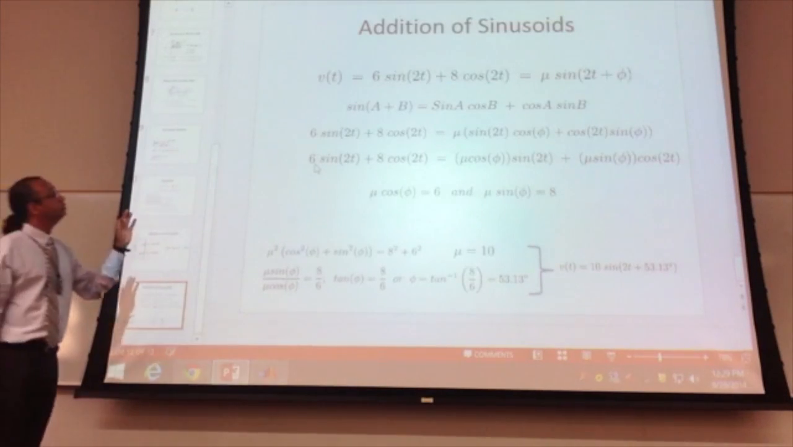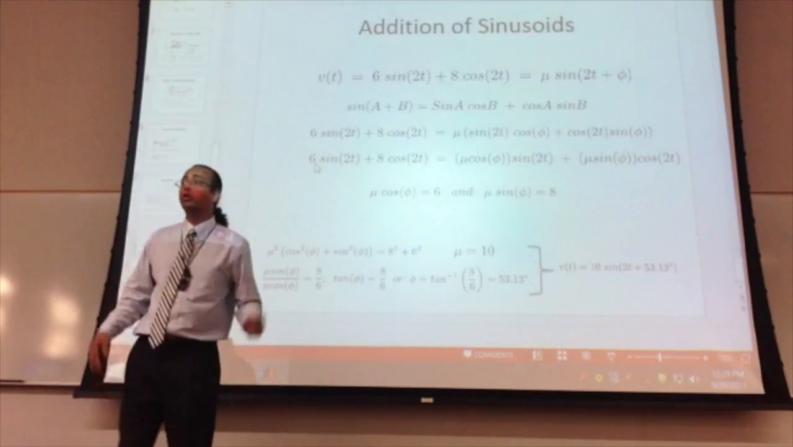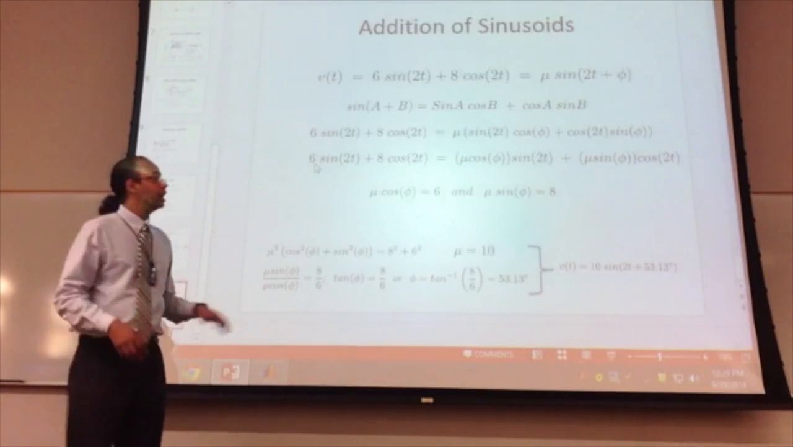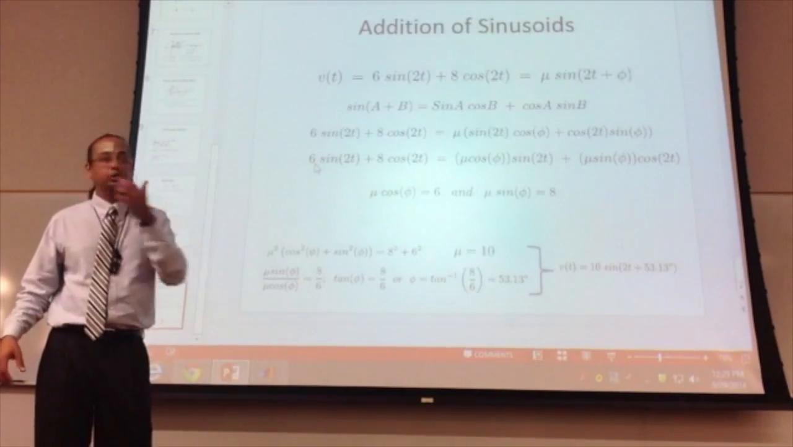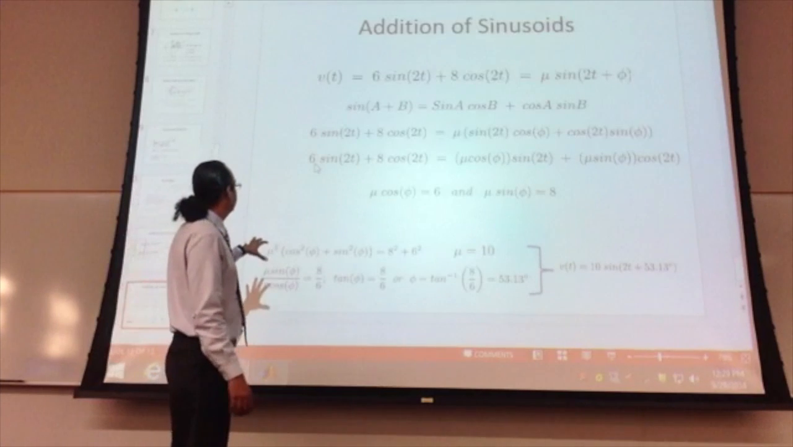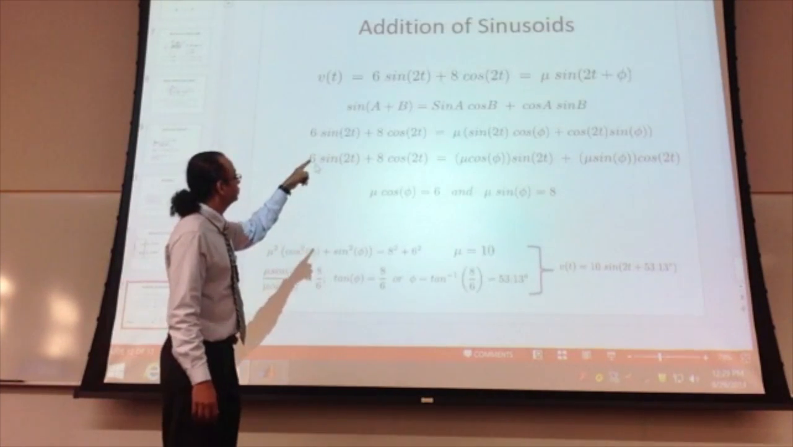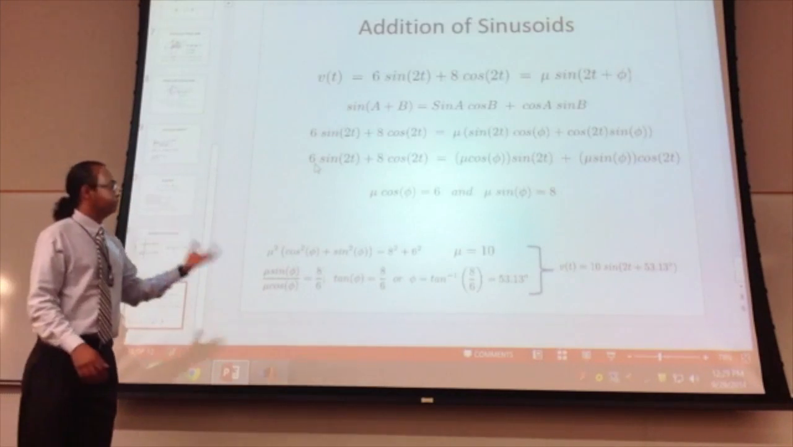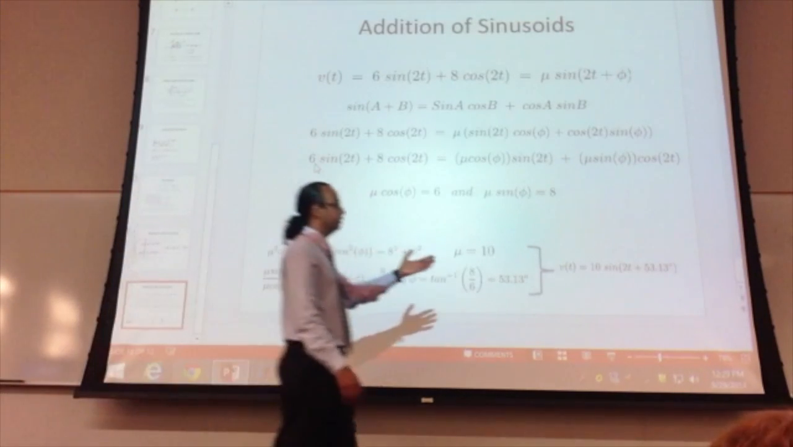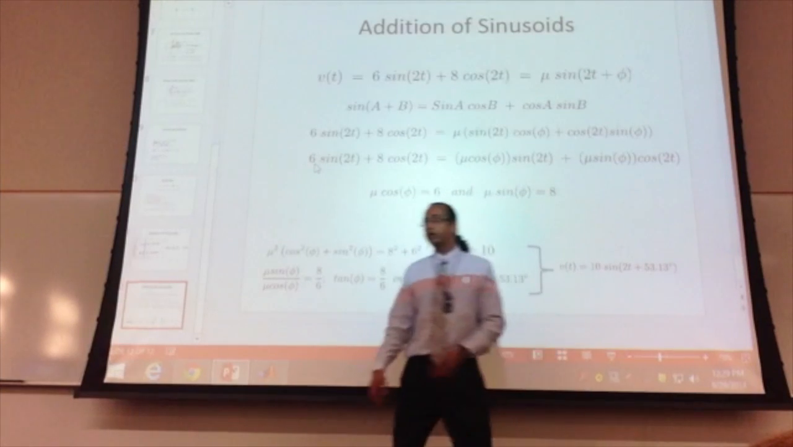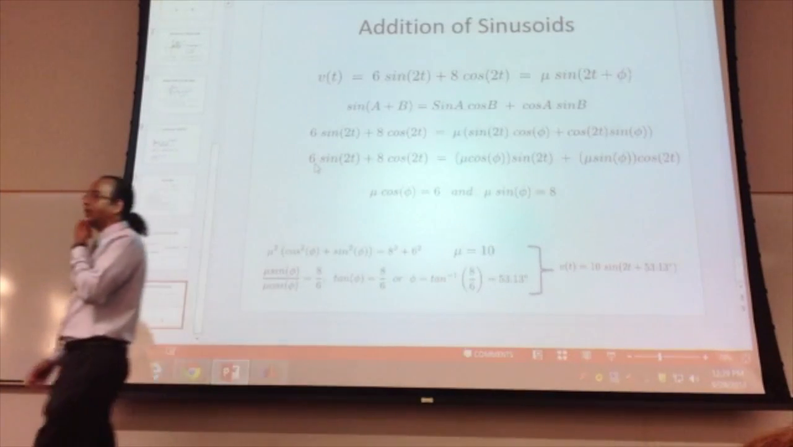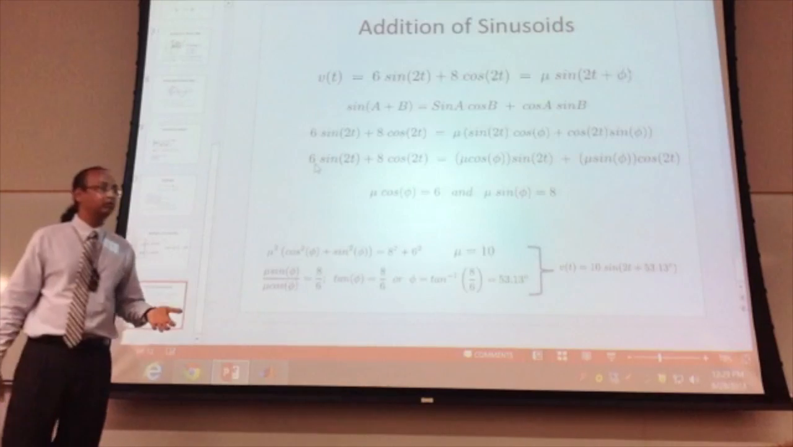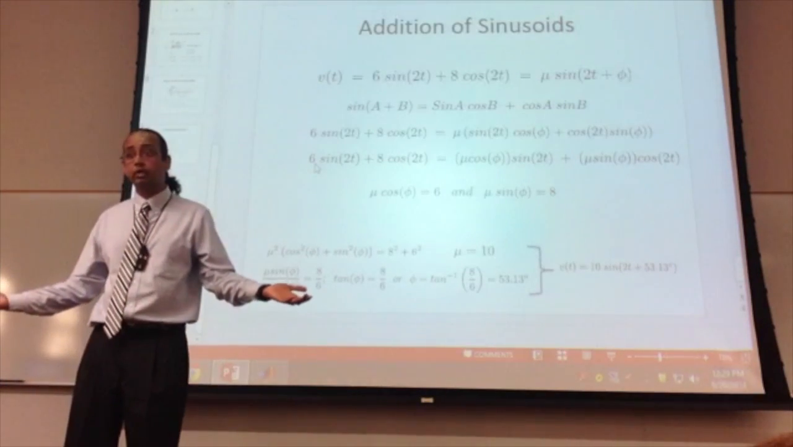So we're doing something like that. We are taking two sinusoids, and we're allowing them to interfere, and we're finding what the combined answer looks like. We took two sinusoids, 6 sine 2t and 8 cosine 2t, and we allowed them to interfere, and the answer looks like this. In this course, you will not be asked to allow waves to interfere that don't have the same frequency, but you could definitely do that as well.